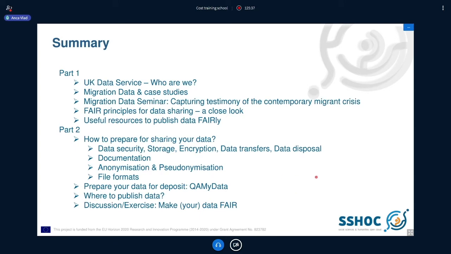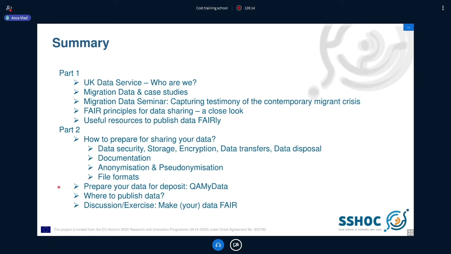Here is a breakdown of the session. As I mentioned, there are two parts. The first one will focus generally on FAIR, some examples of migration data and case studies where data that's already been published has been used. I wanted to include that here as an example. And of course, we'll look at resources and tools to publish data fairly. And then in part two, we'll look at how to prepare to share this data fairly. So we have a few aspects here of data management that we'll look at briefly.